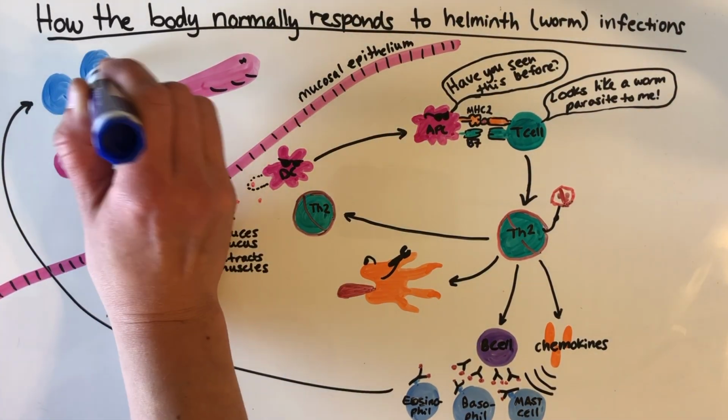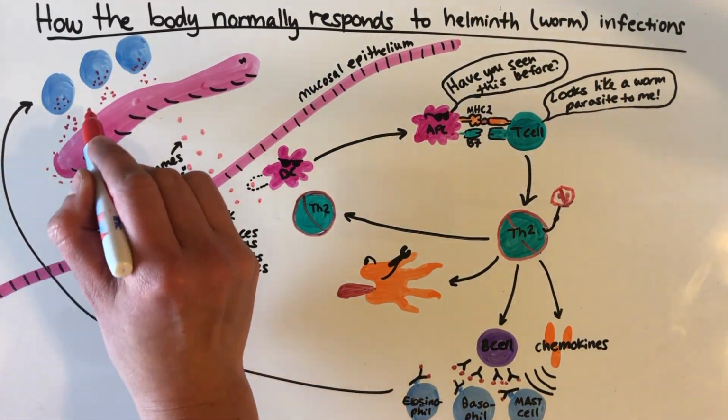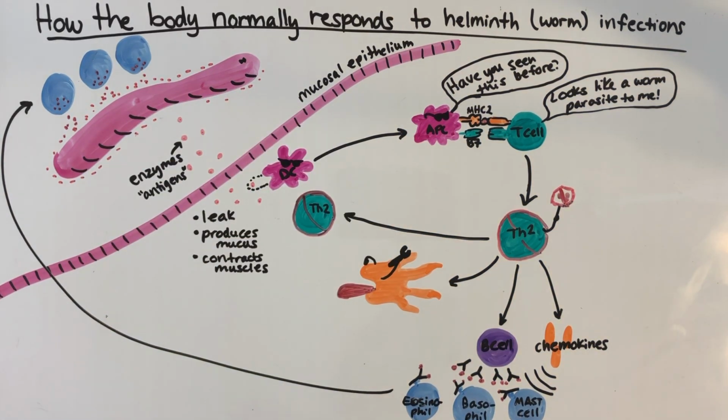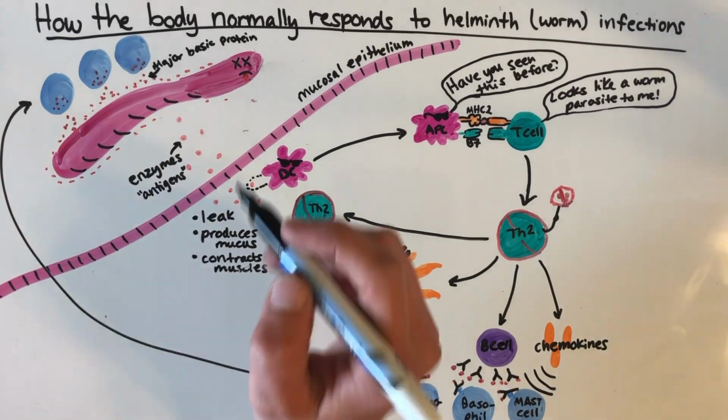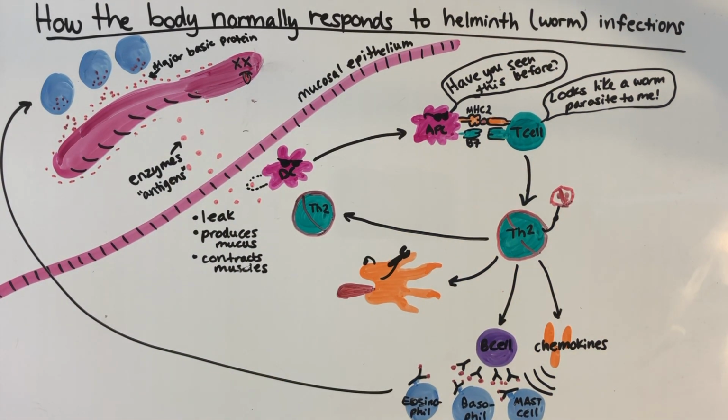The three cell types then go to the area where the worm is and release their toxic granules all around the worm. One type of granule, major basic protein, is directly toxic to worm, larvae, and eggs.